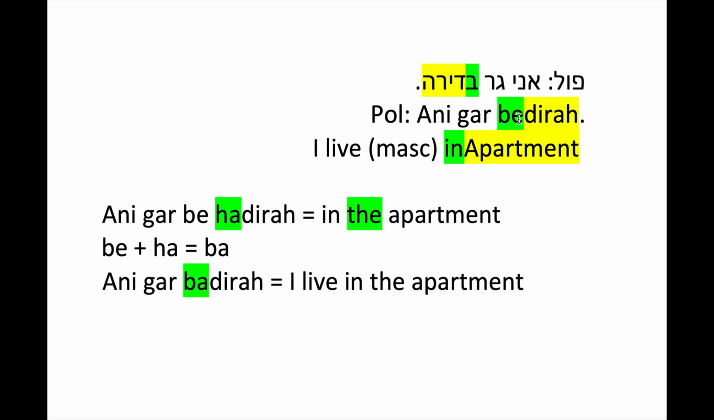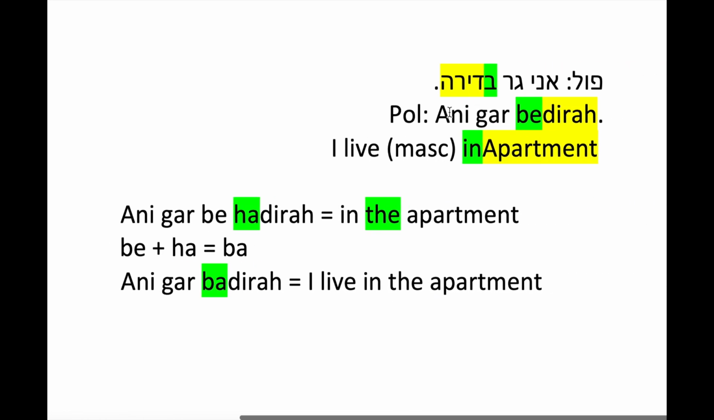But if you say bedira only, it means in an apartment. It's unspecific. You haven't mentioned it previously or anything. So it's just in an apartment. You haven't mentioned it before, so you don't have a reference to the apartment yet. So you say, I live in an apartment. But if you've talked about the apartment already, or people know the apartment, you can say, I live in the apartment, in a specific one. And in this case, be transforms to ba, because you have the ha inserted here as the definite article the.